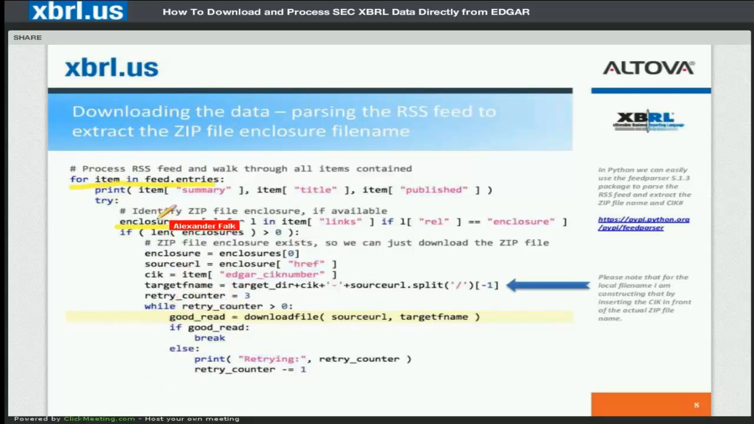So we walk through the list of all the enclosures in that feed. And then once we have identified the zip file enclosure, we can get its particular href attribute, which contains the URL that we can actually download the filing from. And we also want to retrieve its CIK number. And then when we have all of that, we will download the file and copy it into a local directory on our machine.